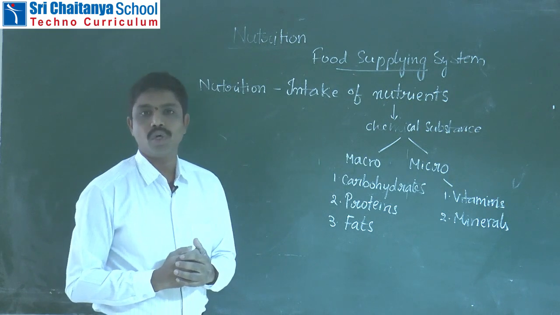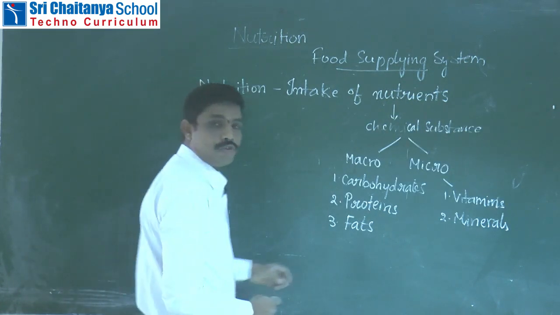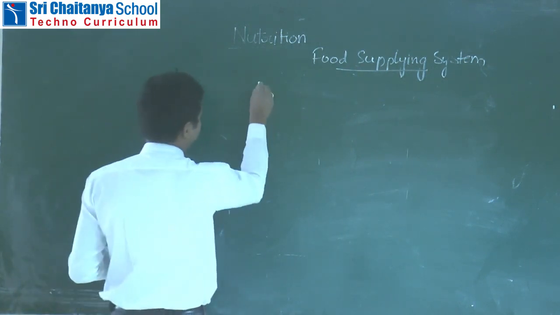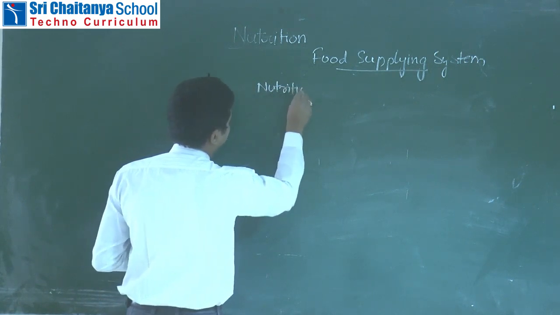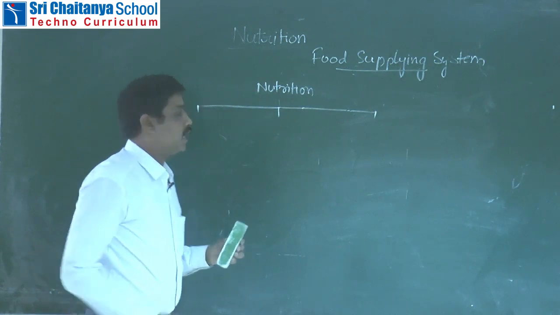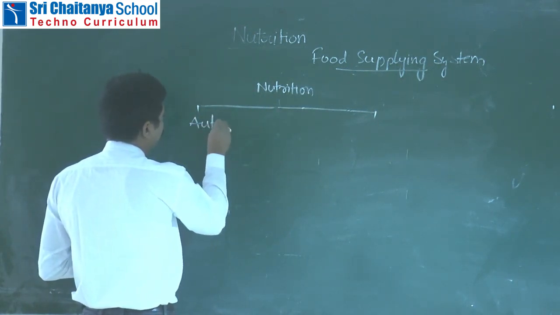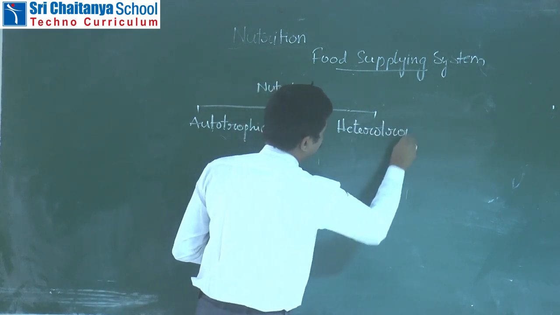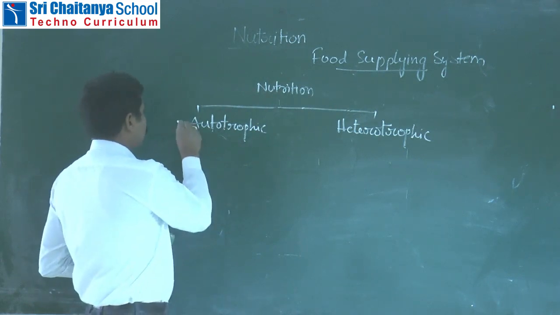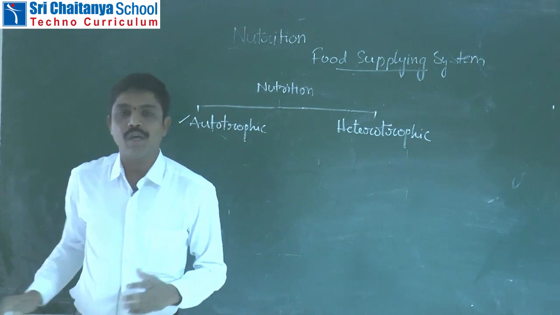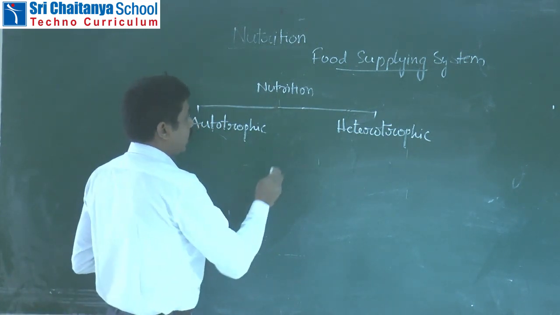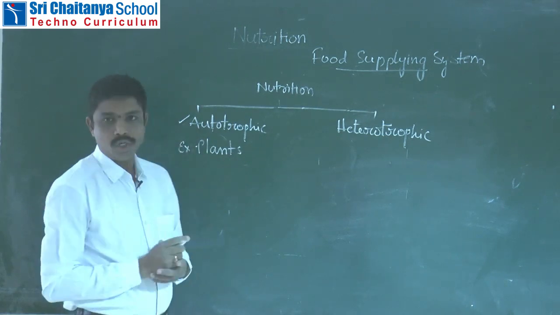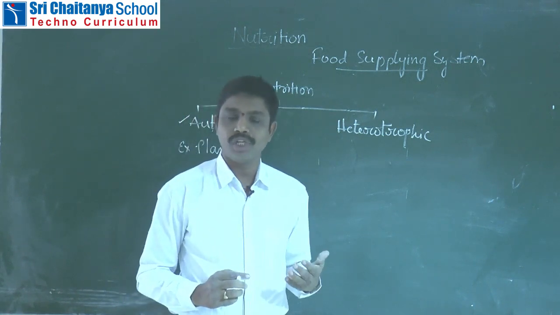First, let us see autotrophic nutrition. Before going to that, the types of nutrition. In earlier classes, we learned the types of nutrition. There are two types of nutrition. One is autotrophic nutrition. Another one is heterotrophic nutrition. Autotroph means plants; they prepare their own food. Examples of autotrophs are plants. And heterotrophs cannot prepare their own food. For food, they depend on others.